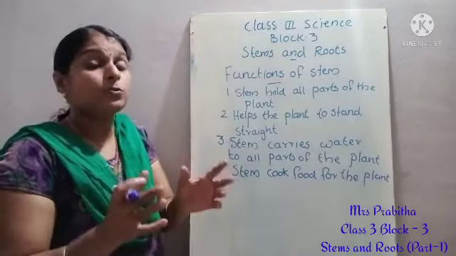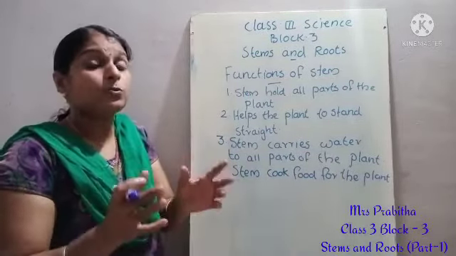The next function is, in some plants the stem cooks food for the plant. For example, the cactus plant. The cactus plant does not have leaves, so the stem cooks food for the plant. This much only you have to study about the functions of the stem.